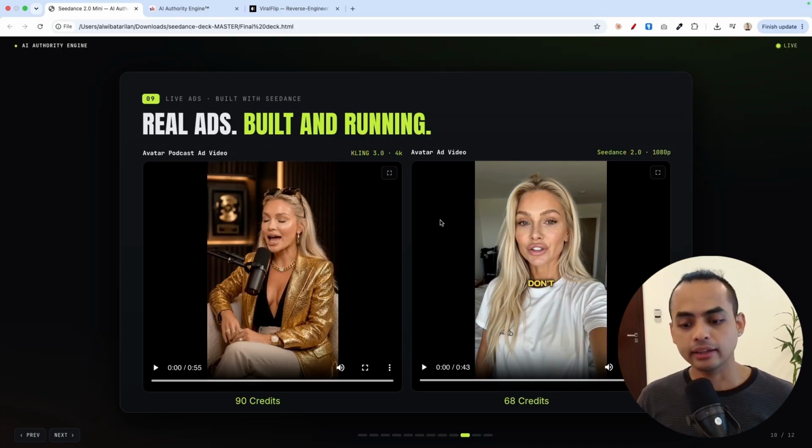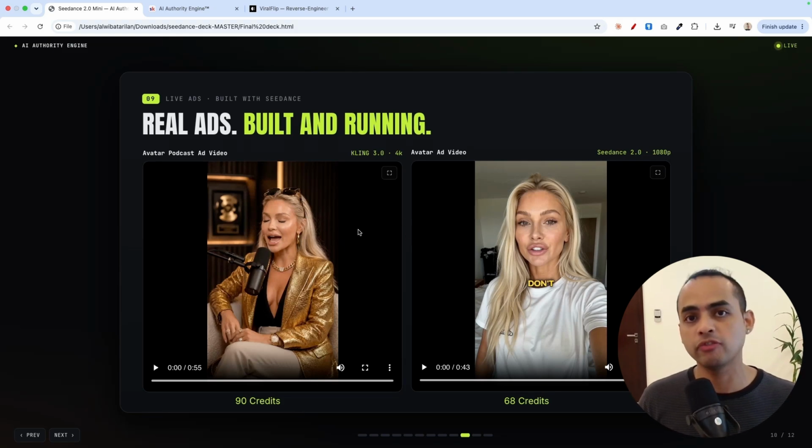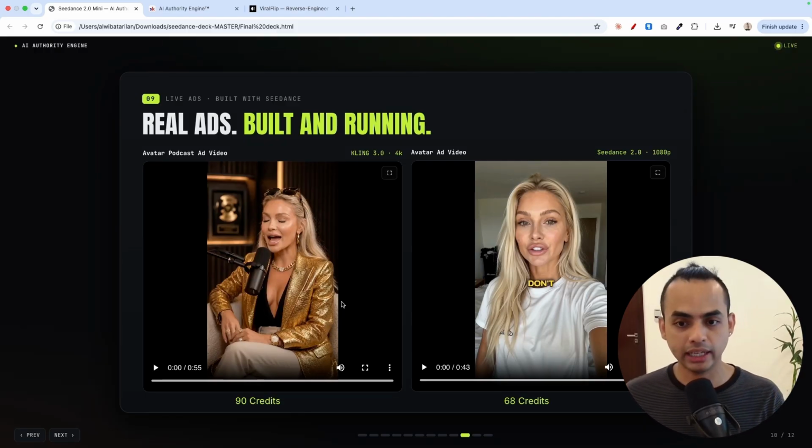The other thing is use cases, right? When do we actually want to use Seedance and when do we actually want to use Kling, right? So in this example, these are two of my real ads that I've created. Left-hand side over here is created with Kling 3.0 4K, which cost me about 90 credits per 15 seconds. It was my first Kling 4K video when they launched. And on the right-hand side, I actually used Seedance 2.0 1080p. So we're going to watch the differences so that I can share with you when to use which model best, okay?